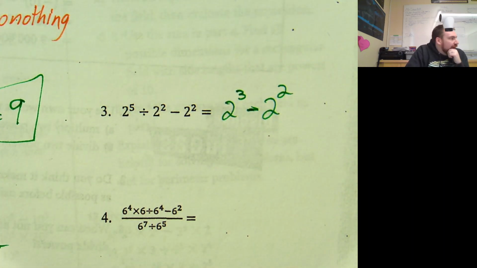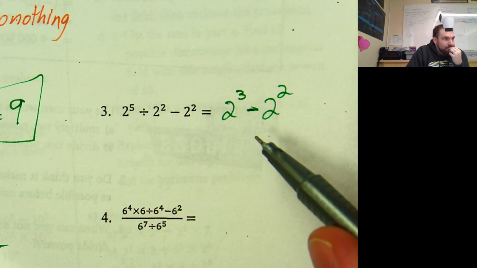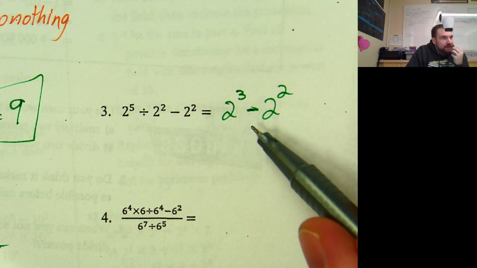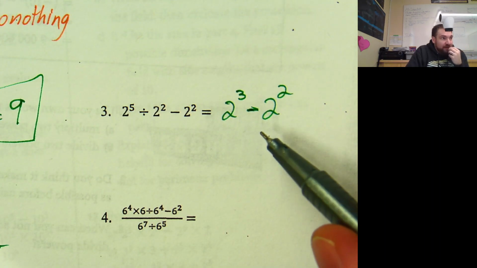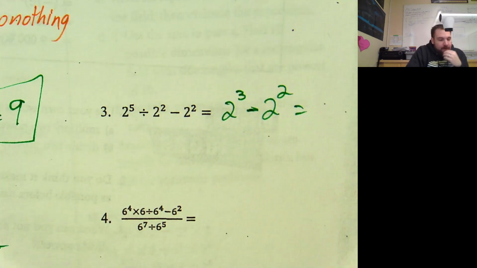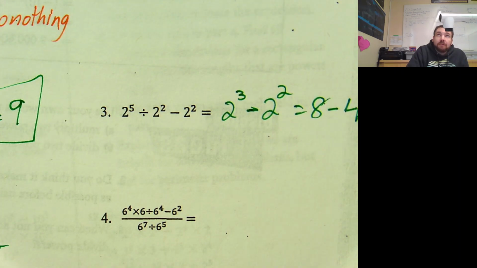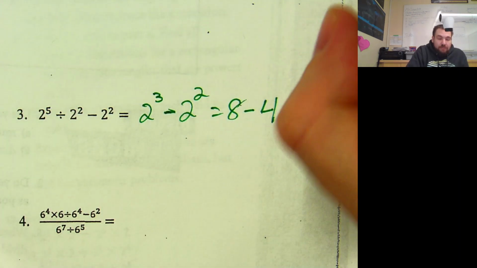Okay. Can I simplify this further? Do I have a rule for subtracted bases? No, so I cannot simplify this further. This is fully simplified. Now evaluate it. What's this? 2 cubed is? Minus. Done.